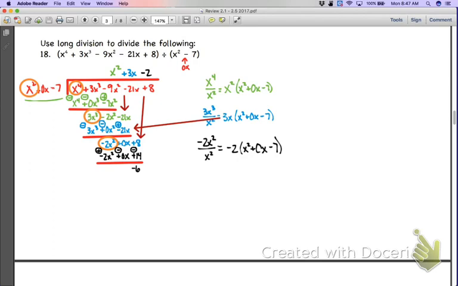So that's my remainder. So from there, with my remainder, it's really up to you. What I would probably do is turn it into a minus and then put the 6 on top. And then x squared minus 7. And there is my answer.